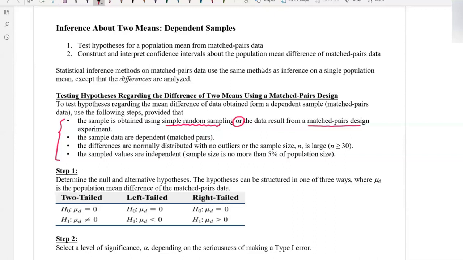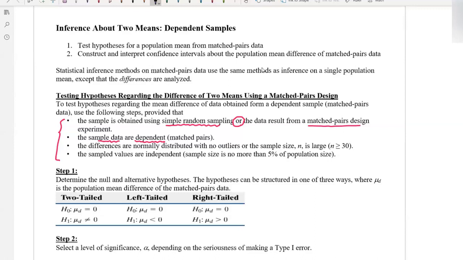And then second requirement, the sample data are dependent. So here we have dependent, and that is for sample data, not for sample values. So this is different. So this is based on what data we have, and those data are dependent.